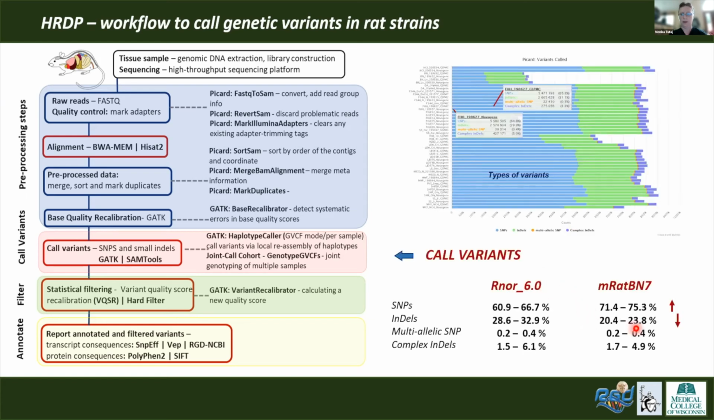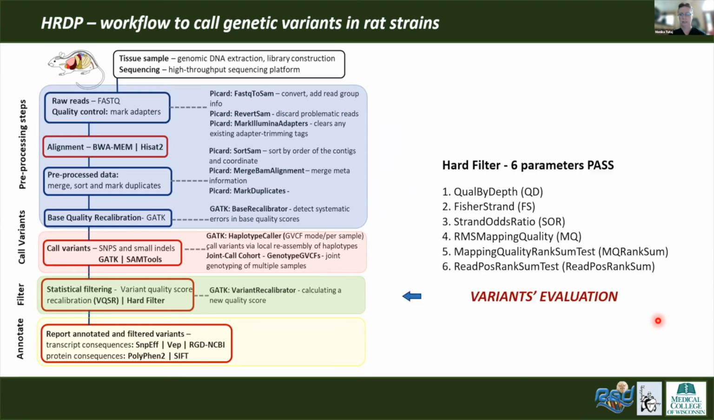So the types of variants called between those 2 references, we can see an increase in the SNPs and a decrease in indels, and you will see more details in the next slides. There is also a small fraction of multi-allelic SNPs and complex indels. Usually people don't put much interest in this, at least I didn't see many talks about those.